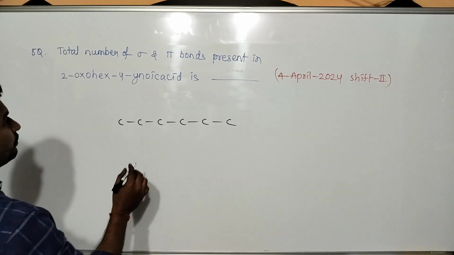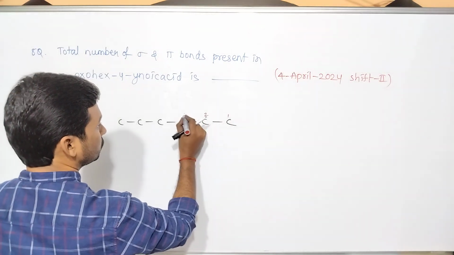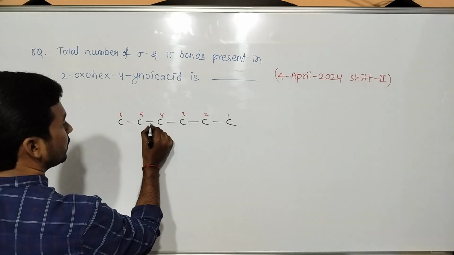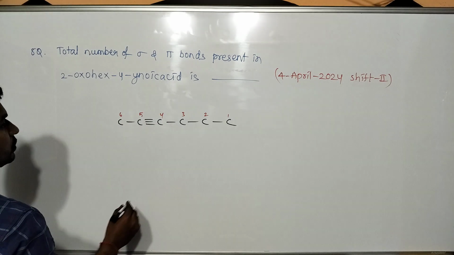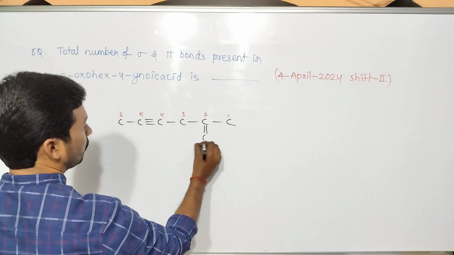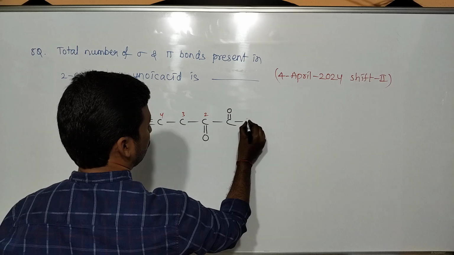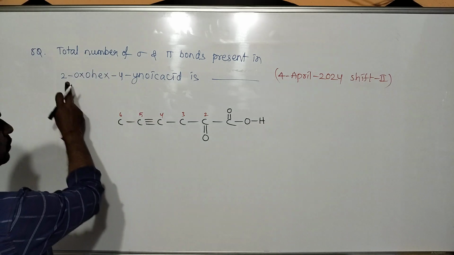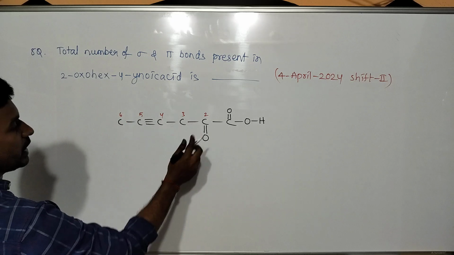6 carbon atom. 4-ine. If I give numbers in this way, 1, 2, 3, 4, 5, 6, at the fourth position we have to keep the triple bond. 4-ine, and 2-oxo. Second position, keto, oxo. And oic acid means COOH functional group. Next, 2-oxo, 4-ine oic acid.